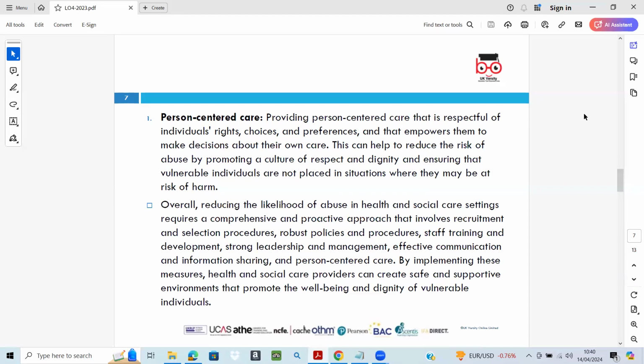Then effective communication and information sharing between different agencies and professions ensure that all parties are informed and can respond promptly and effectively to any concerns that arise. By implementing these measures, health and social care providers can create environments that are not only safe but also supportive and conducive to the well-being and dignity of all individuals.